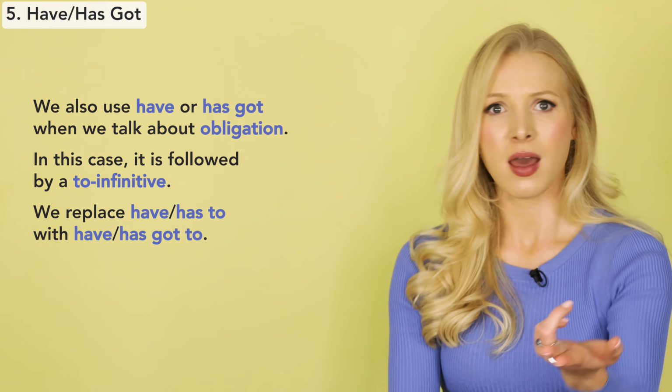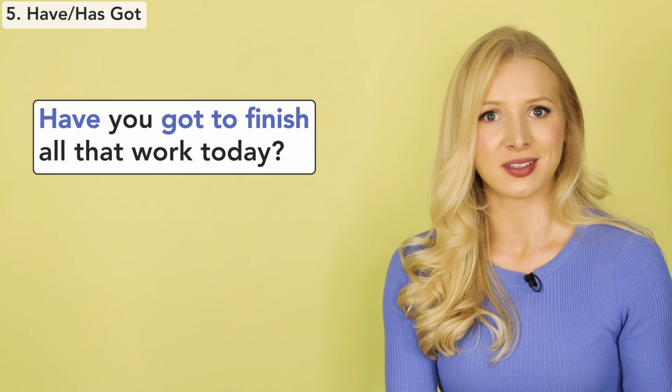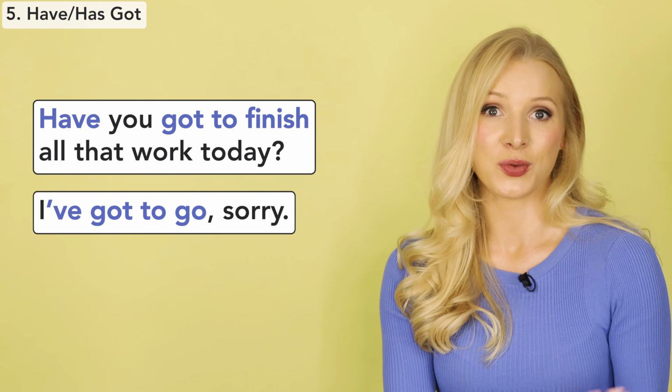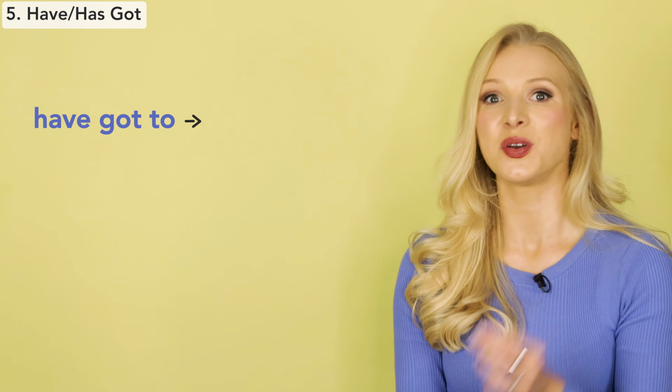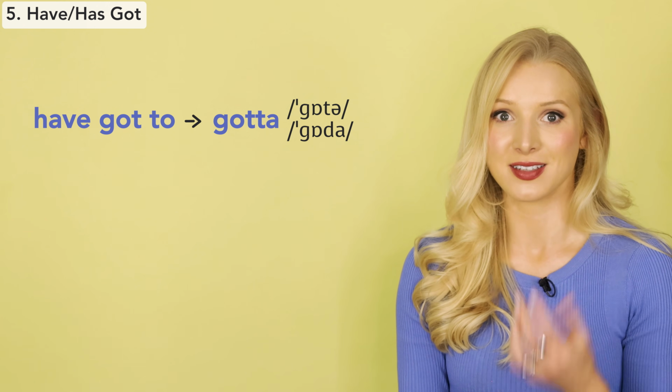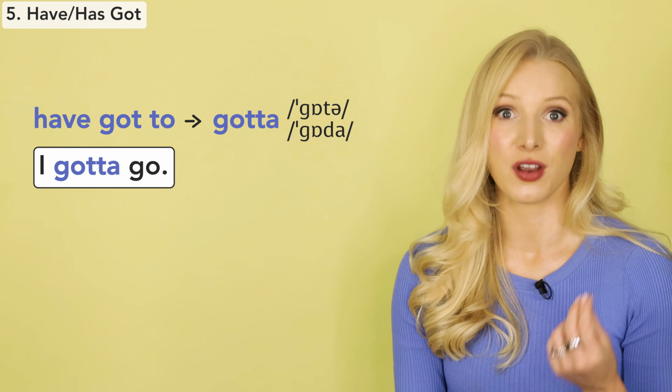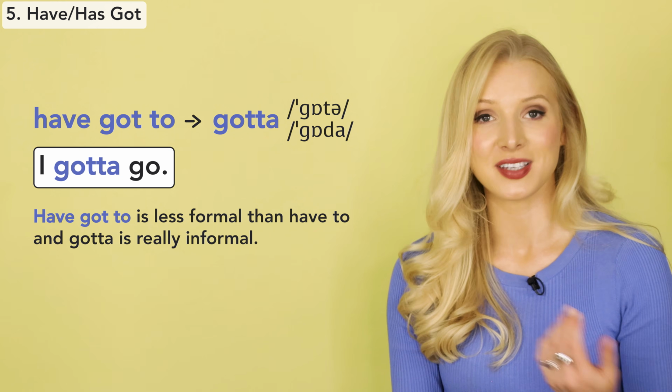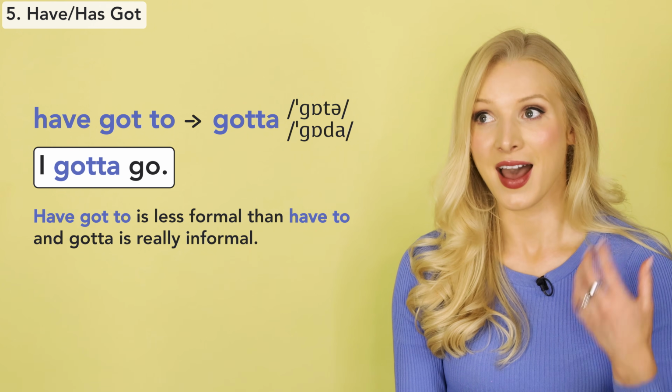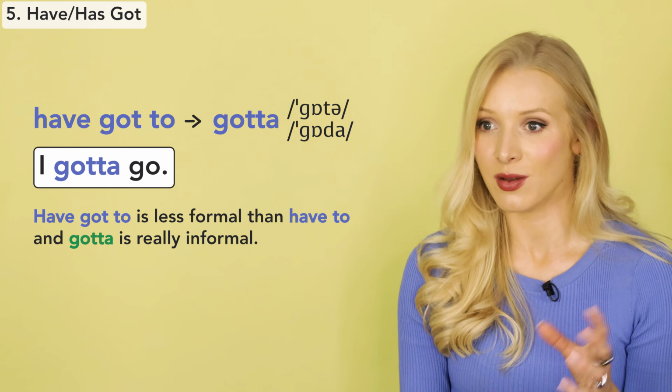For example, have you got to finish all that work today? Or I've got to go, sorry. You'll often hear have got to contracted to gotta, sometimes with the flap T. I gotta go. Again, have got to is less formal than have to, and gotta is really informal.